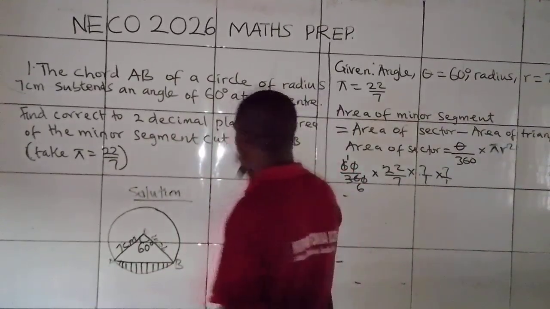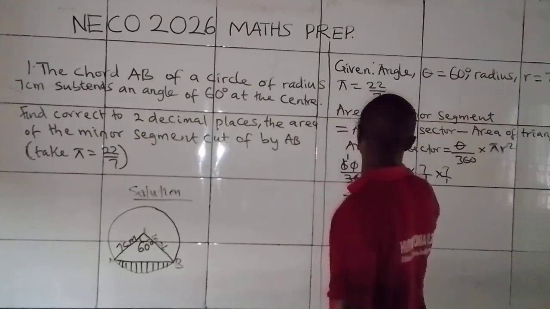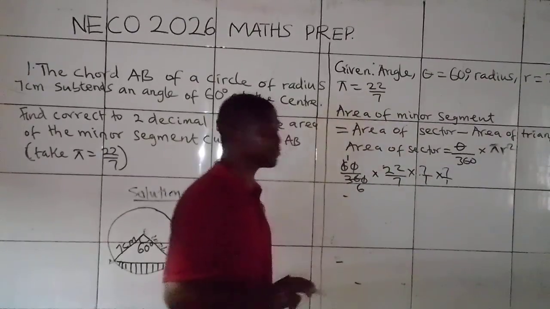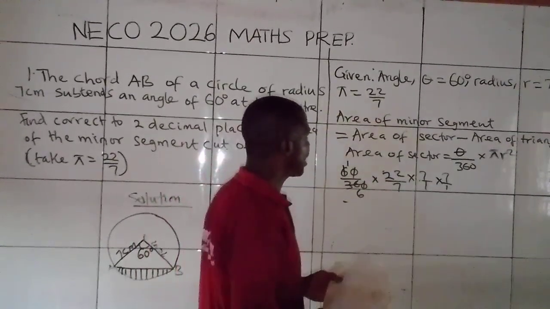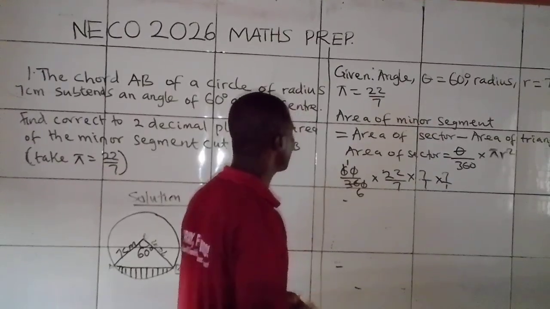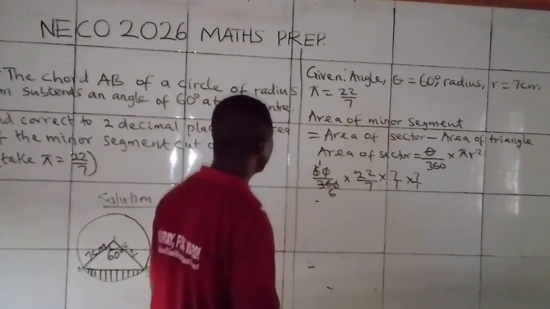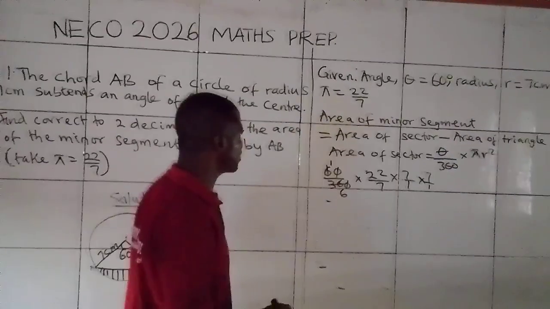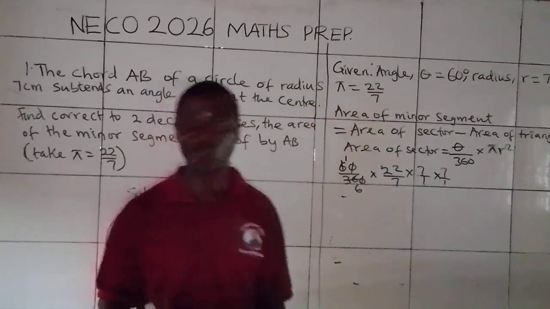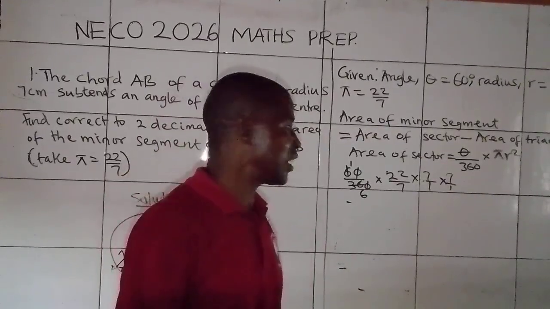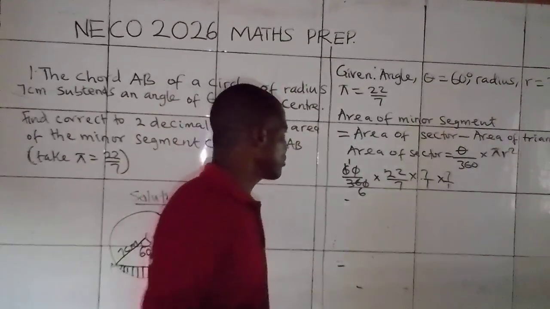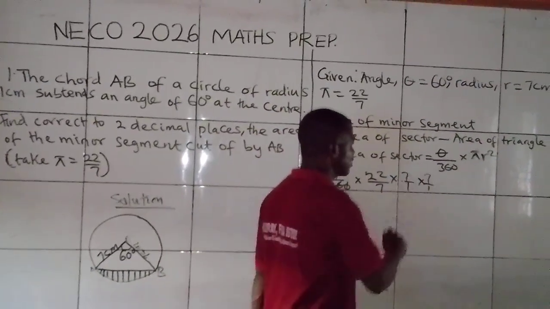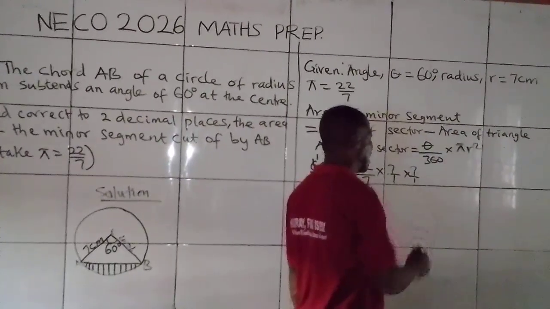Now, based on the question and the values given, we have angle theta is equal to 60 degrees, radius r is equal to 7 cm, and pi is equal to 22 all over 7. Now, the formula for area of minor segment is given as area of sector minus area of triangle. And what is area of sector? The area of sector is given as theta all over 360 times r squared.